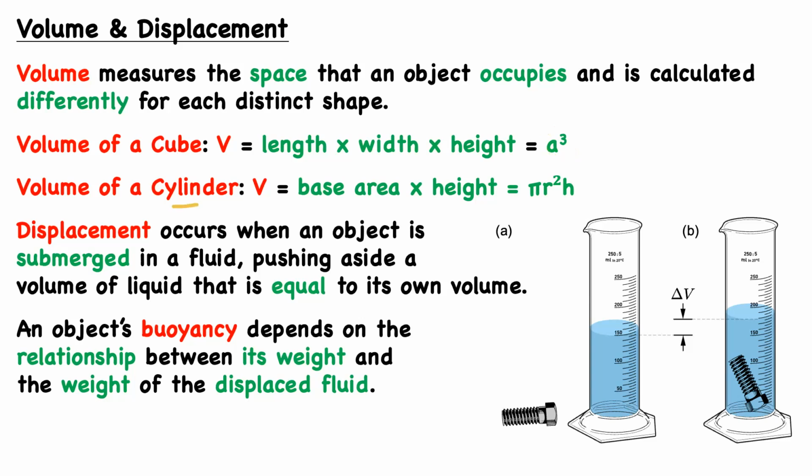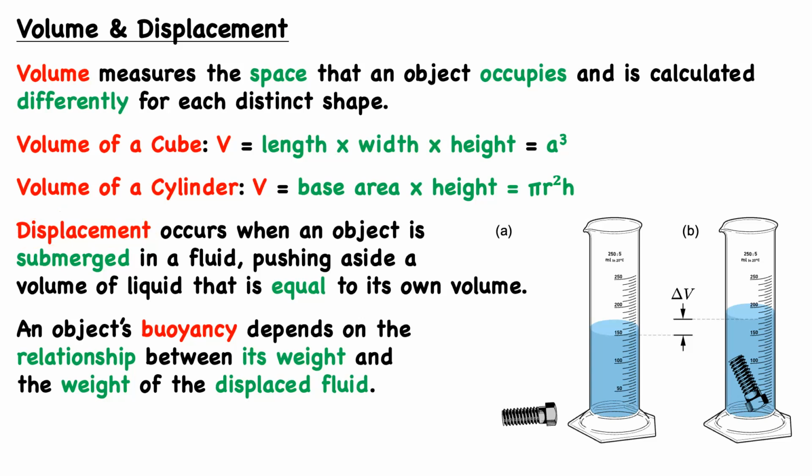Now, if we compare this to a cylinder, we see something quite different. In this case, we calculate the volume by multiplying the base area by the height, which is expressed as pi r squared h. Pi r squared is what's encompassed by the base area, so this is essentially just the area of a circle, so this is the bottom of a cylinder, and then we simply have the height of that cylinder.